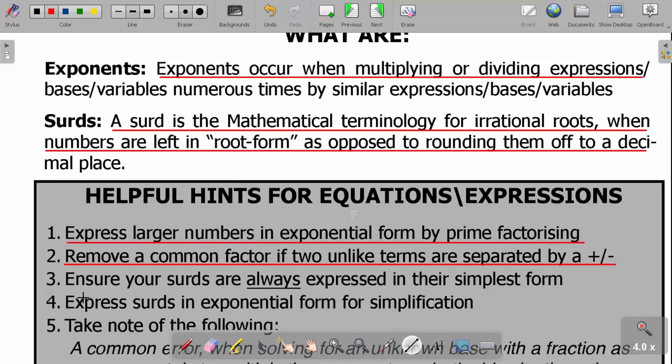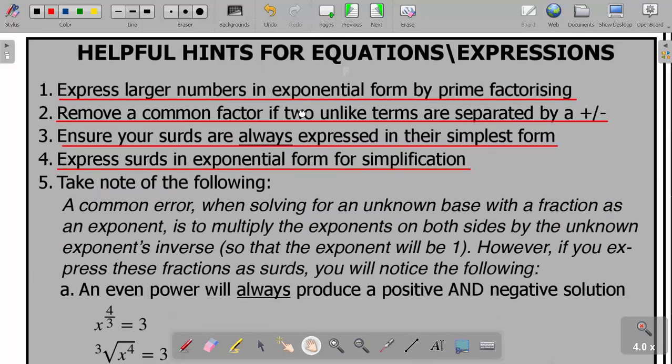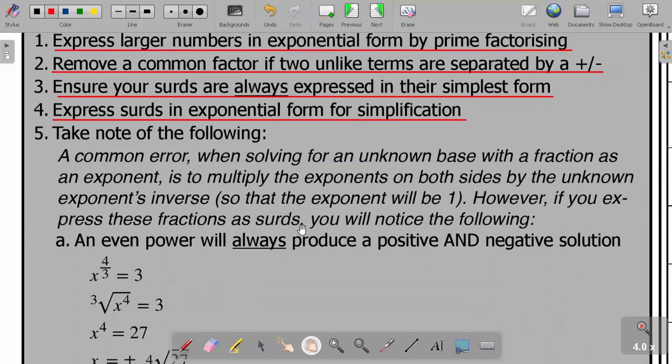Then also ensure that your SURDS are always expressed in their simplest form. Ensure that your SURDS are expressed in their simplest form. And then express SURDS in exponential form for simplification. Yes, you express them in exponential form for simplification. We're going to look at examples as well. And then take note of the following. This is a common error.